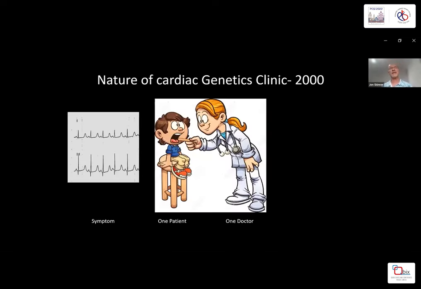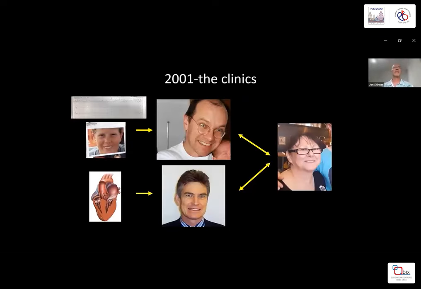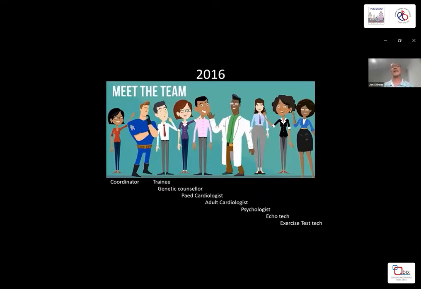But getting back to our clinic, the nature of the cardiac genetic clinic in 2000 was basically a child who presented mostly with a symptom, and there was one doctor who was me. But in 2001, we now had 2 different clinics. We had John, who was running his hypertrophic cardiomyopathy clinics, and myself running syncope sudden death clinics coordinated by Jackie. By 2016, we had quite a team of people running conjoint clinics. We had an adult cardiologist and myself in the same room, and all of these people collaborating with this clinic.